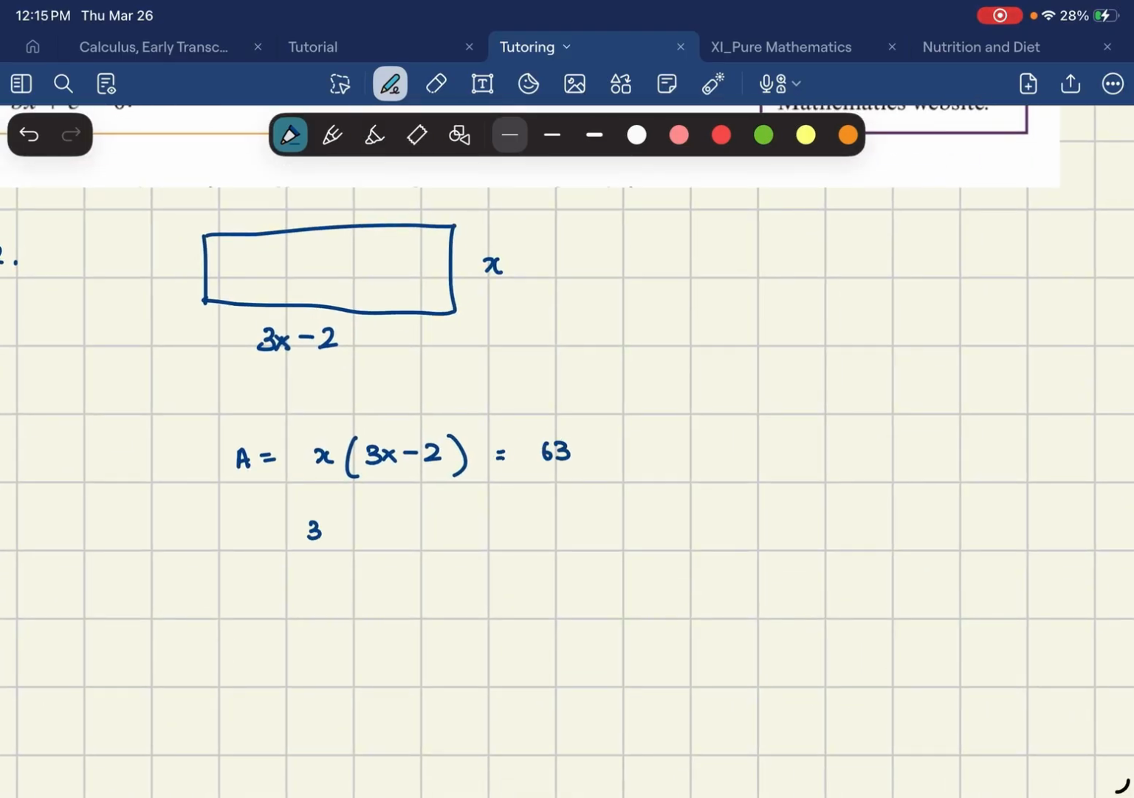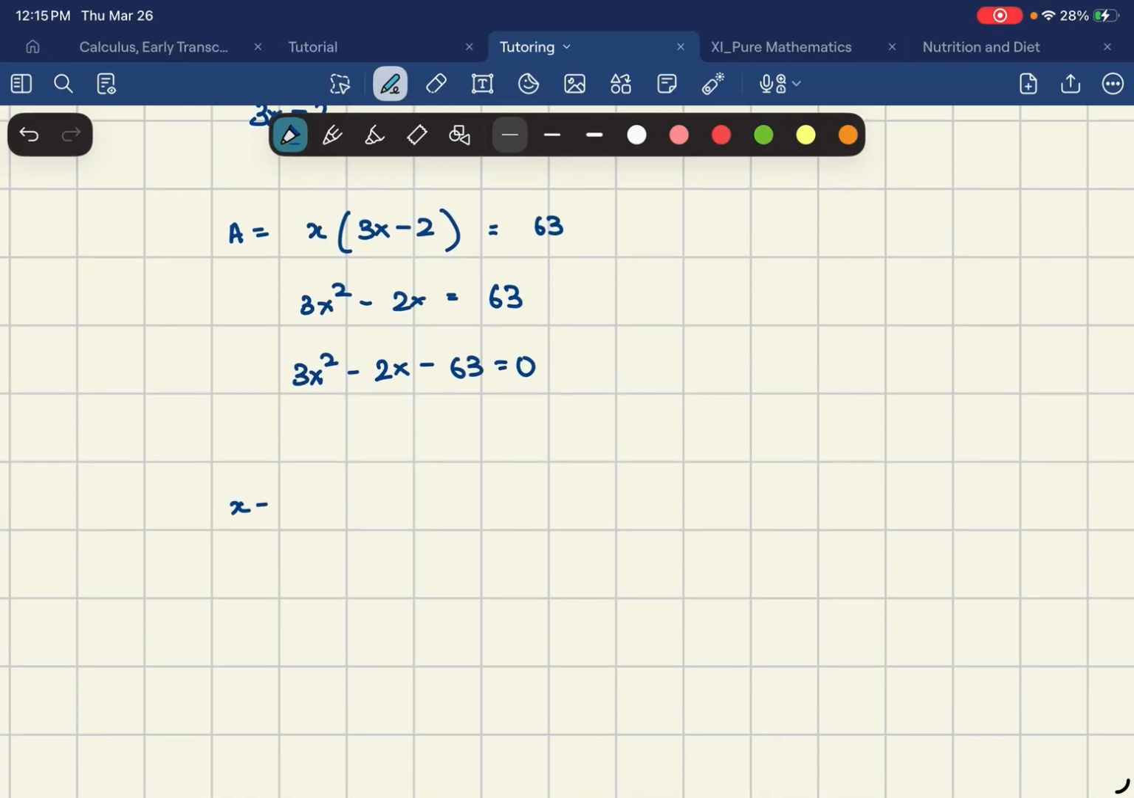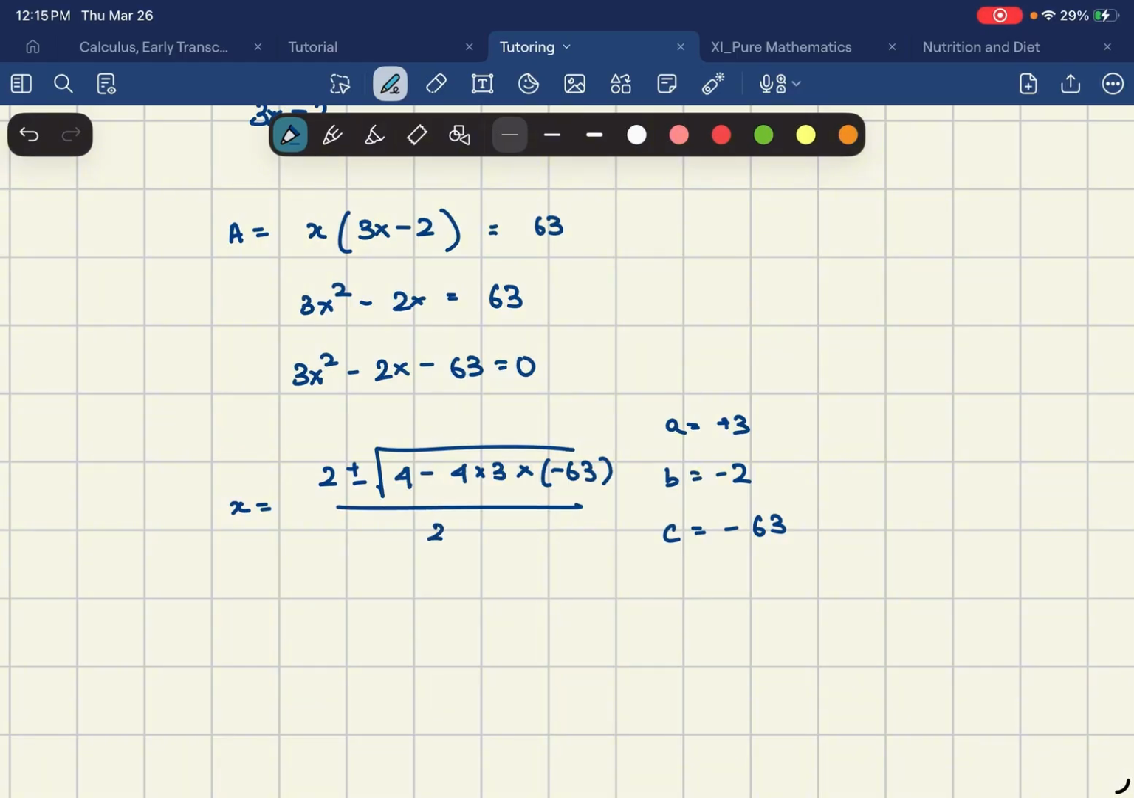So now you can just simplify. 3x squared minus 2x is equal to 63, right? And then 3x squared minus 2x minus 63 is equal to 0. And then we can solve for x. So a is positive 3, b is negative 2, c is negative 63. So minus b, minus of minus 2 is plus 2, plus or minus the square root of b squared, negative 2 squared is 4, minus 4 times 3 times negative 63, divided by 2 times 3.